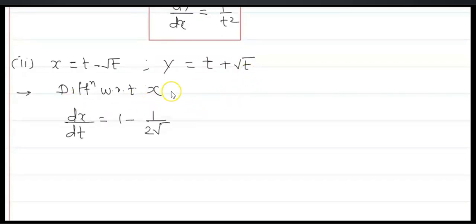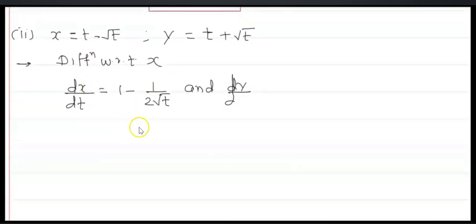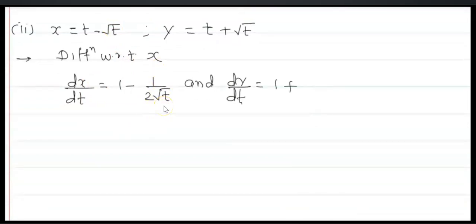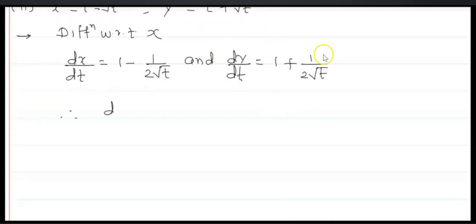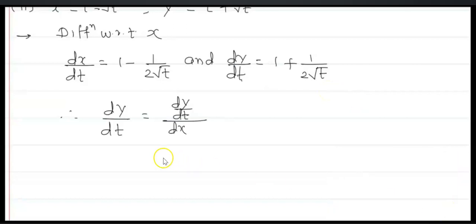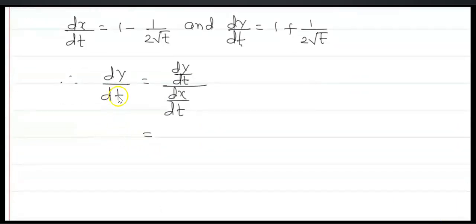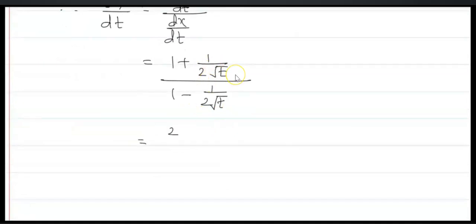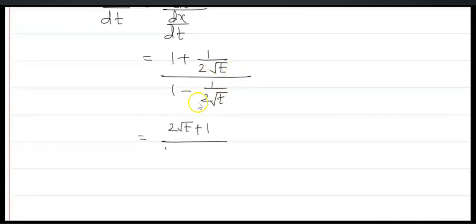Now, differentiate this with respect to t. dx upon dt: derivative of t is 1 and derivative of root t is 1 upon 2 root t. And dy by dt: derivative of t is 1, derivative of root t is 1 upon 2 root t. Therefore, dy by dx, here must be t, and by mistake I had written an x. Therefore, dy by dt upon dx upon dt is equal to 1 plus 1 upon 2 root t upon 1 minus 1 upon 2 root t.